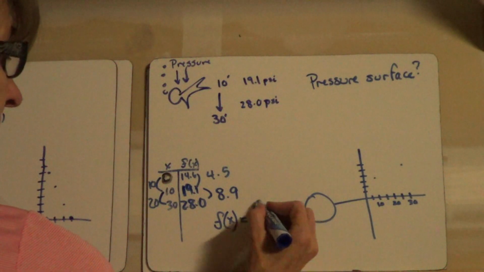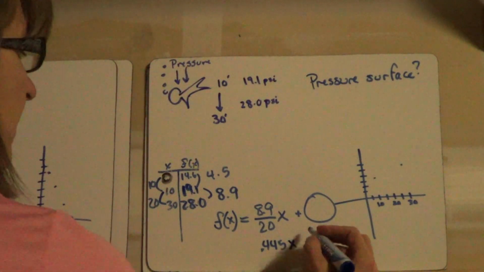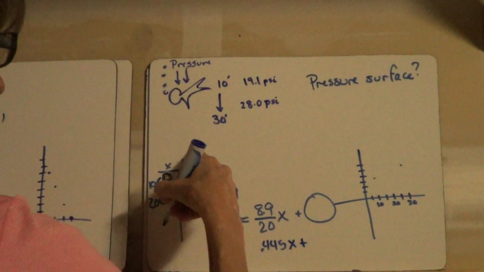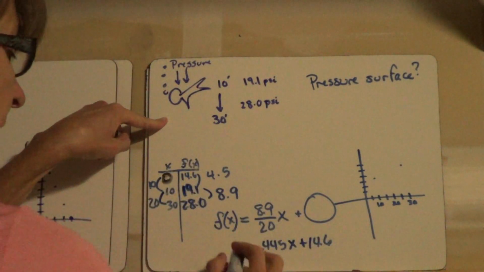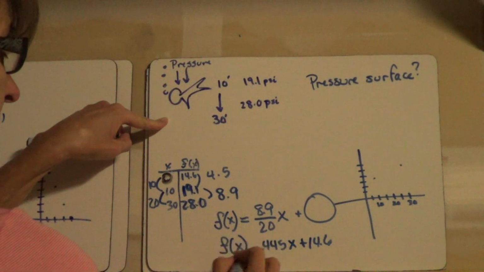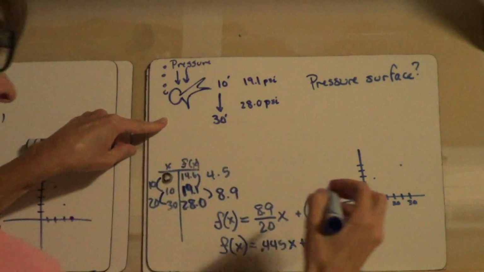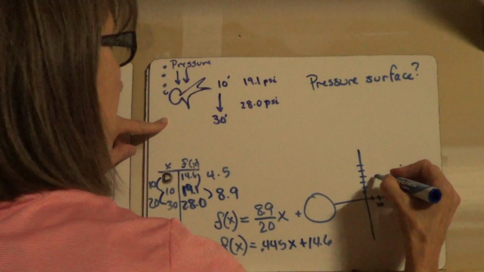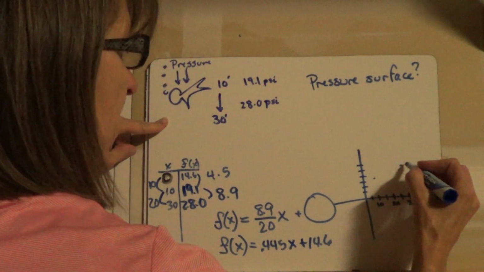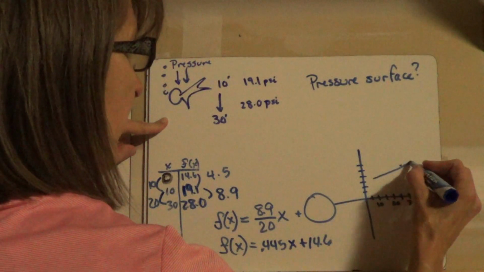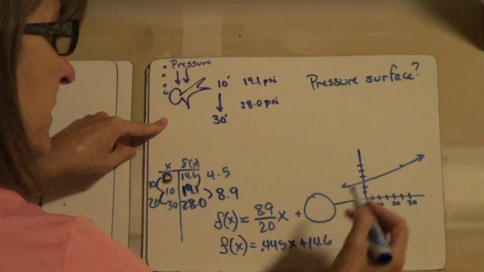So if we get the slope by dividing there, 0.445x plus our zero term, which is 14.6, we now have our function rule. Okay, we can put it on the graph. We have the 19.1 here, the 28 pounds right there, and if we connect them, because it is a continuous function, we can see that it comes in over here right about 14.1.